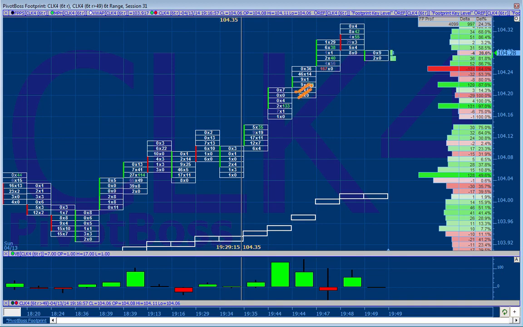So when you're looking at these, you're asking, what's the bid offer? 46 bid, 36 offered. That's what you're looking at when you're looking at this.